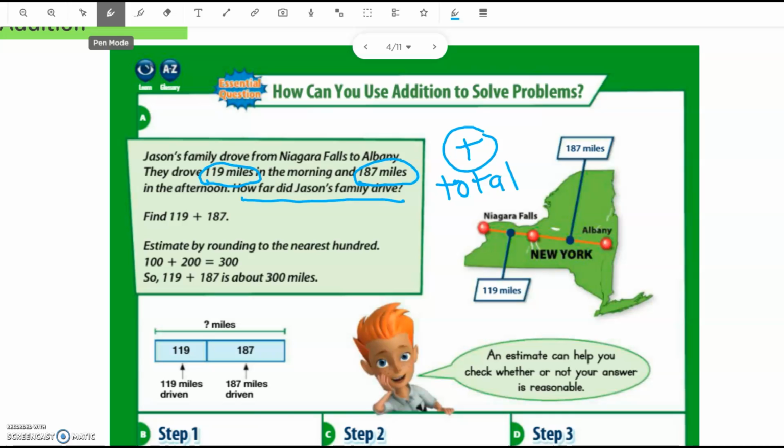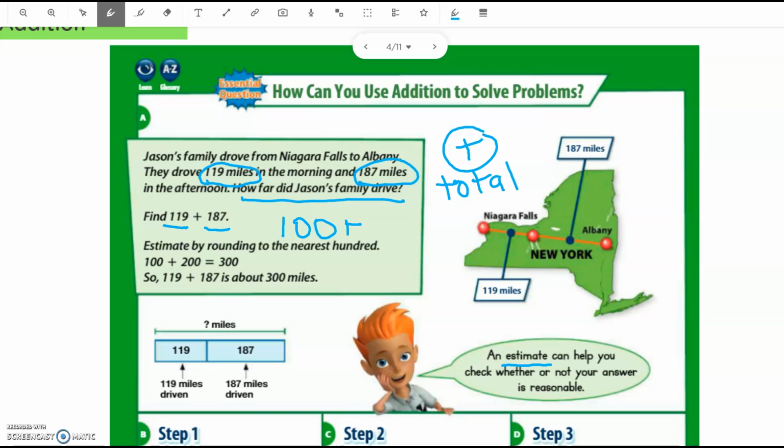Now they are using the strategy of rounding to help them estimate where it should be. So before I even answer 119 plus 187, I'm going to try to estimate and think of what it might be closest to in hundreds. So 119, if I rounded down, that would become 100. Please write that out.